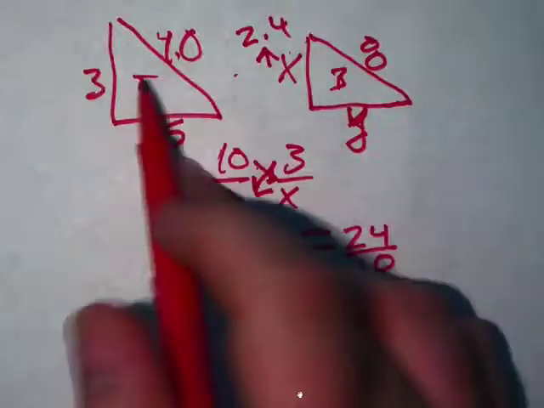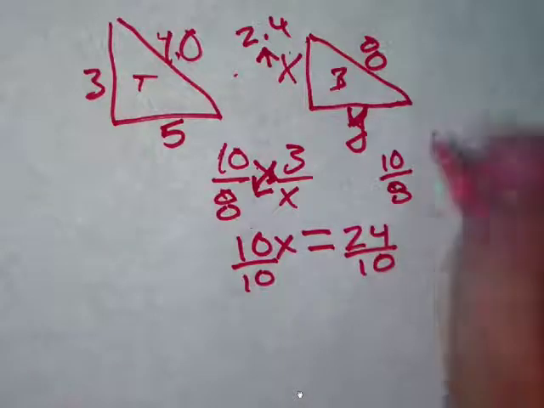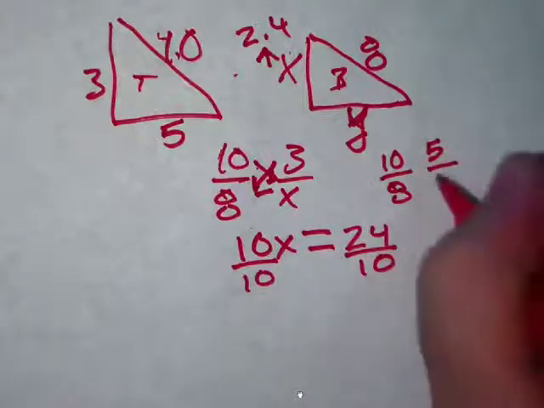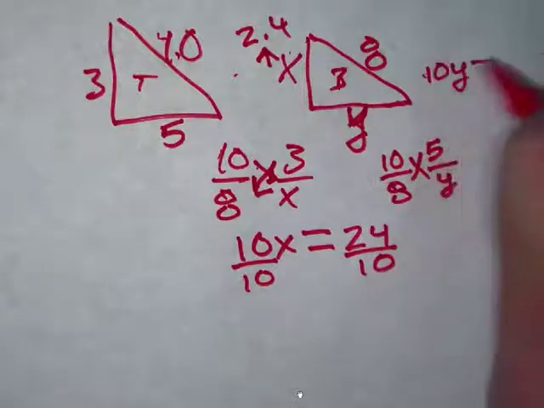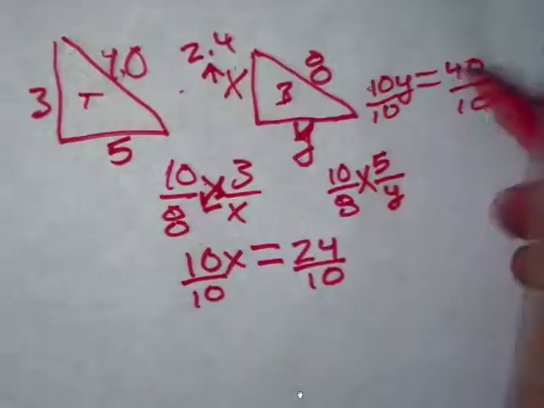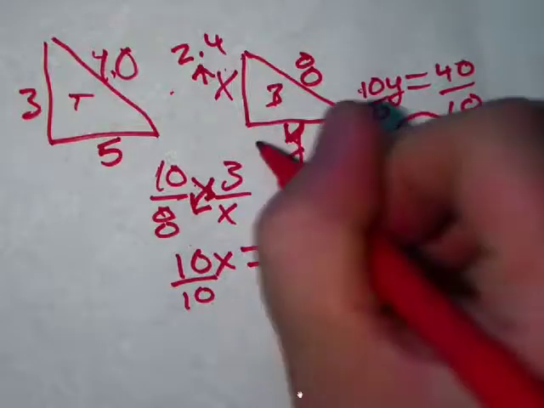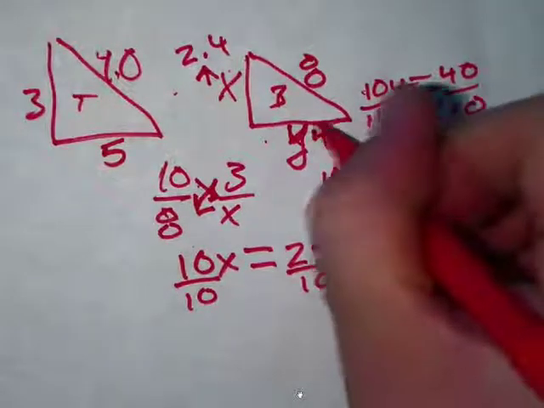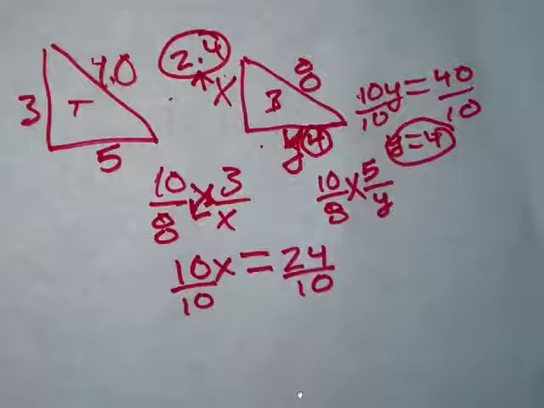We can do the same thing to find Y. We can say, all right, 10 is to 8 as 5 is to Y. Cross multiply, we get 10Y equals 40, divide by 10, and we're left with Y equals 4. So we know that Y is 4. And that's how you find the lengths of the sides of similar triangles. I hope this helps a little.